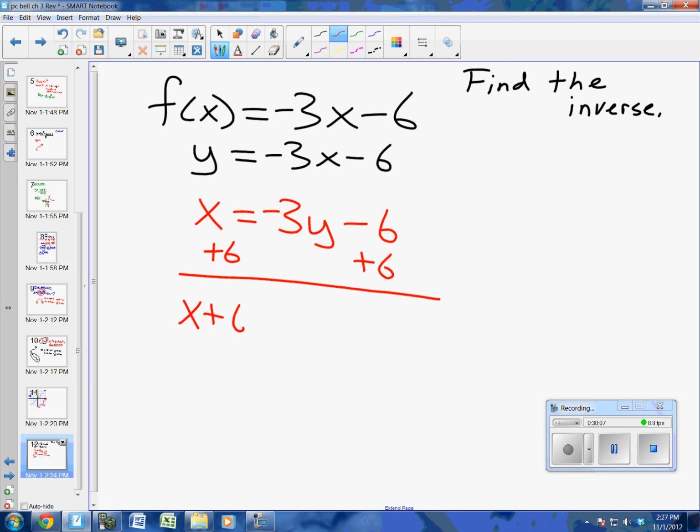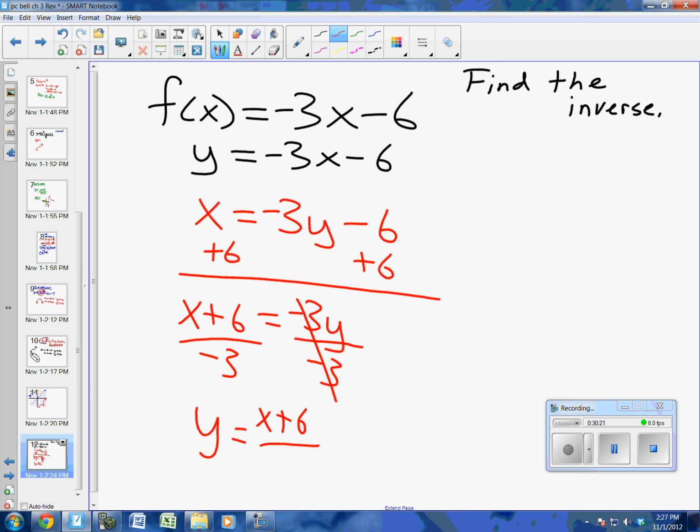And I get x plus 6 equals negative 3y. And then I divide by negative 3. And those are going to cancel out, and I'm going to get y equals x plus 6 over negative 3. You can leave it like that, or you can divide negative 3 into both of them and get negative 1/3 x minus 2, like that.